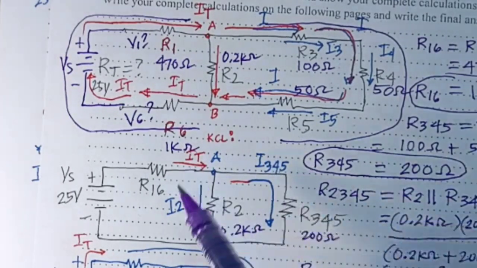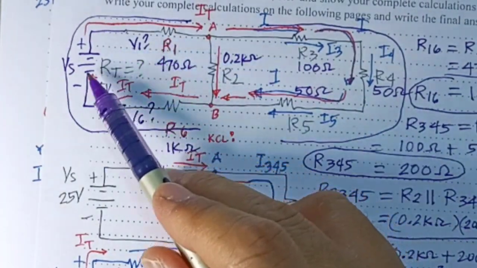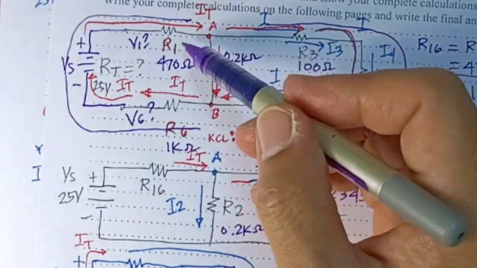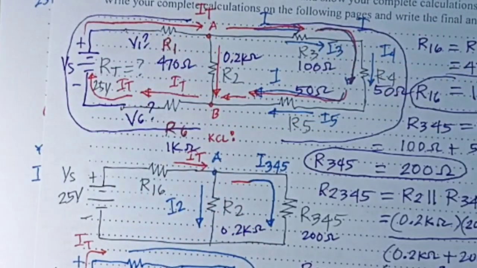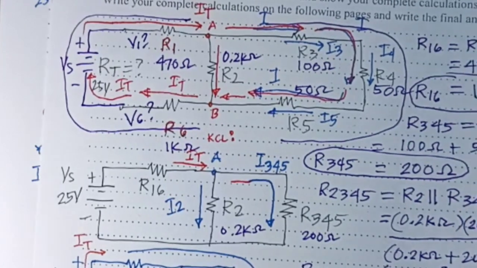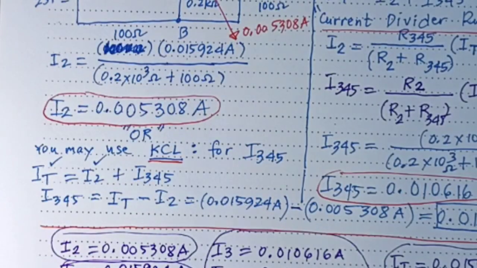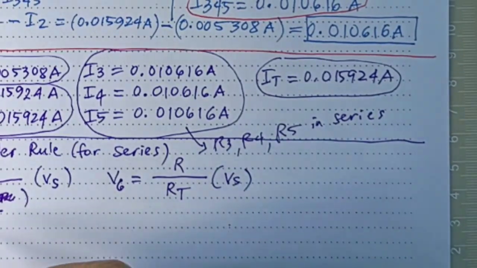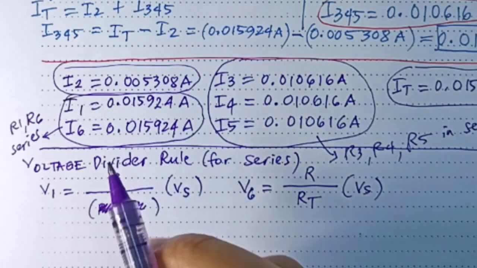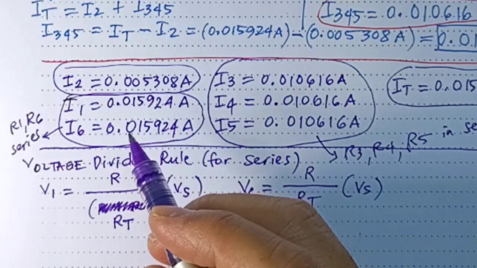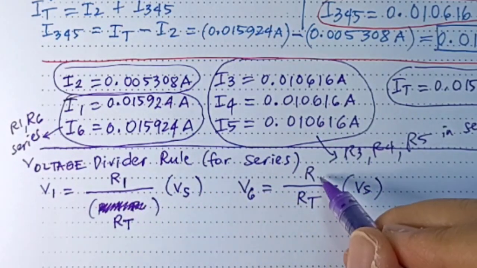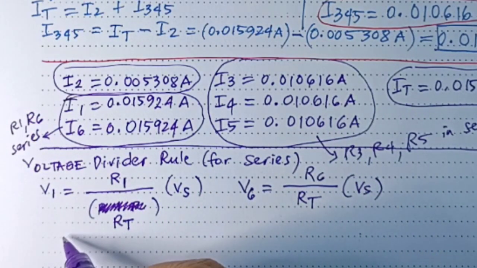Now, if you go back here, we can see that the R1 is in series with our VS, in series with our R6. Therefore, R1 and R6 in series here, we can use the voltage divider formula. So let's do the voltage divider formula now. Which R will you put here? The one that you want. So if you want the R1, we will write R1. For V1, we want R1. For V6, we write R6.